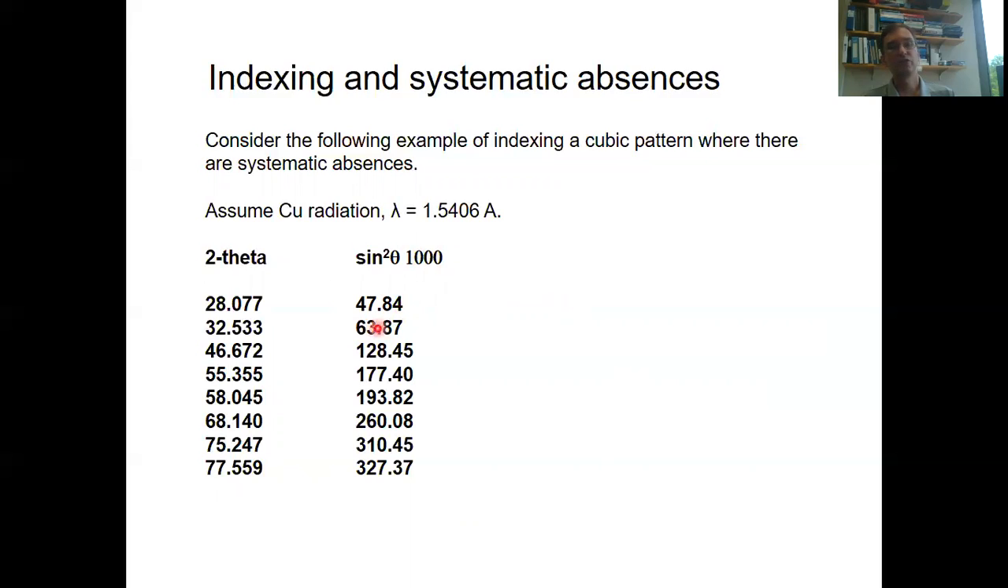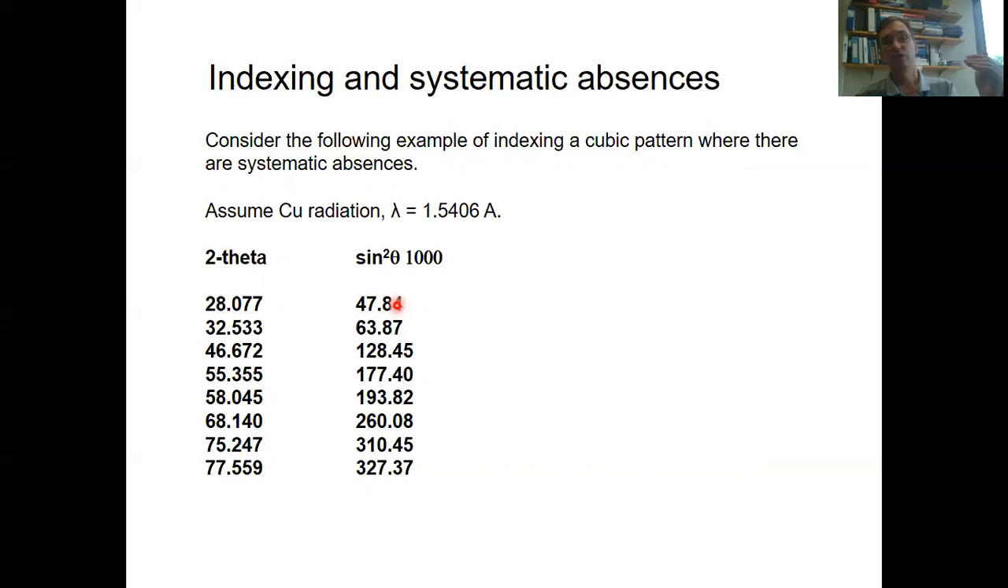But you can see that 63.87 over 47.84 obviously does not give an integer number. So that implies that 47.84 is, in this case, not the common factor. And that also implies that there must be some sort of systematic absence present, because obviously we cannot observe the 1, 0, 0 lattice plane.